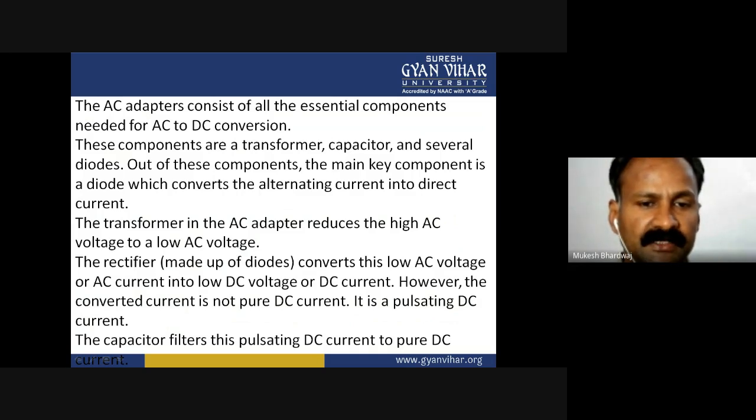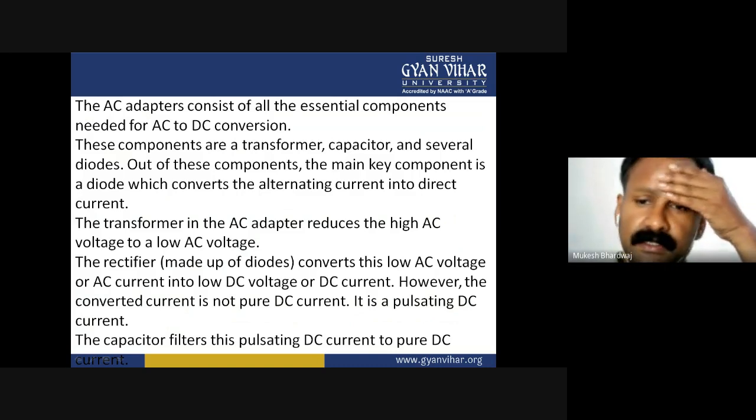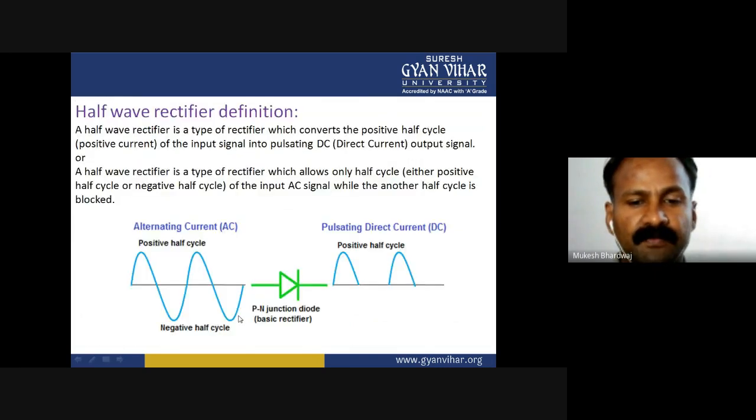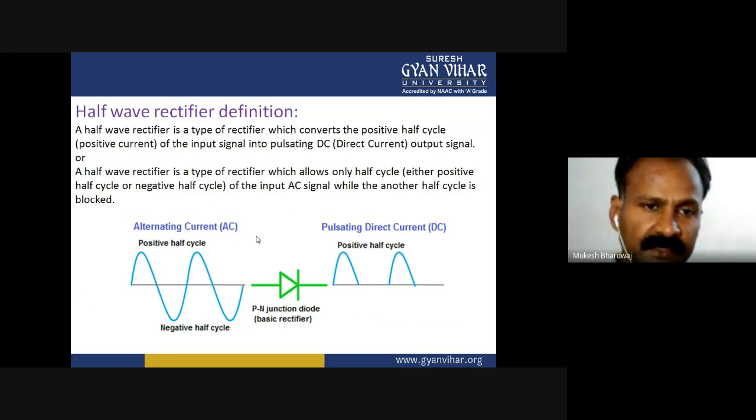The transformer in the AC adapter reduces the high AC voltage to a low AC voltage, that is, step down transformers are used. The rectifier made up of diodes converts this low AC voltage or AC current into low DC voltage or DC current. However, converted current is not pure DC current. It is pulsating DC current. The capacitor filters this pulsating DC current into pure DC. So a filter circuit is associated in continuation with rectifying circuits, which give the pure DC.